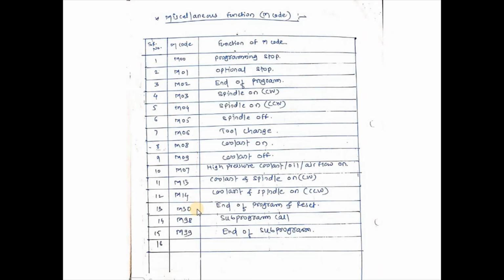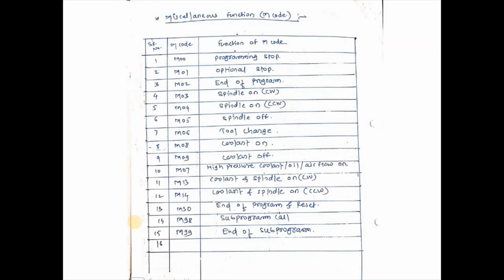Next, M30, end of program and reset. After the completion of all the operations, suppose we want to end the program and reset, we have to use M30. Next, M98, subprogram call. If you want to input a subprogram, we have to write M98, and to end the subprogram, we input M99 as a miscellaneous code.